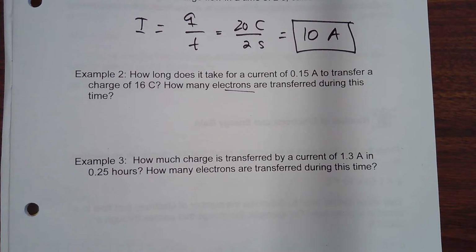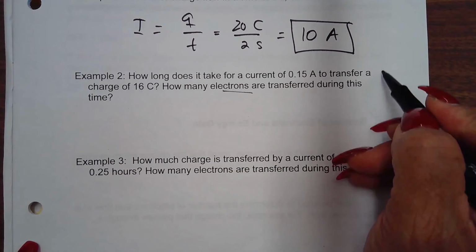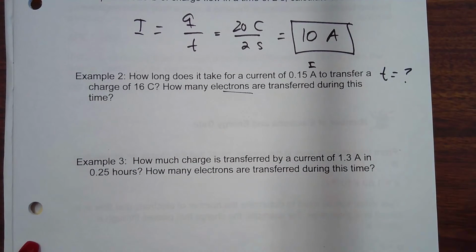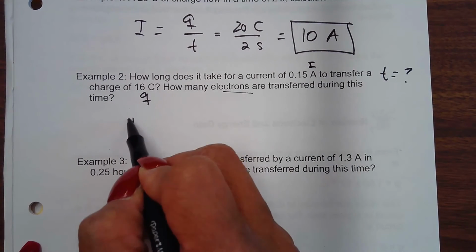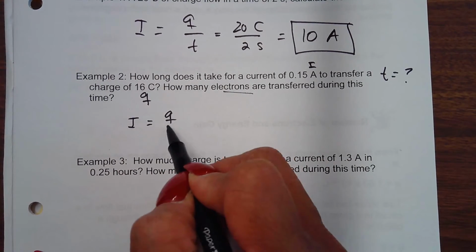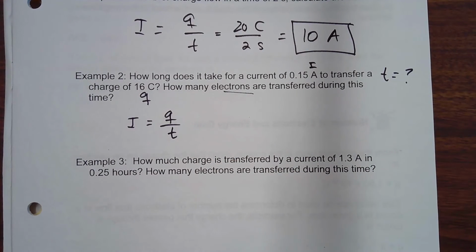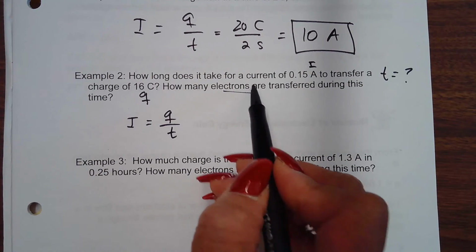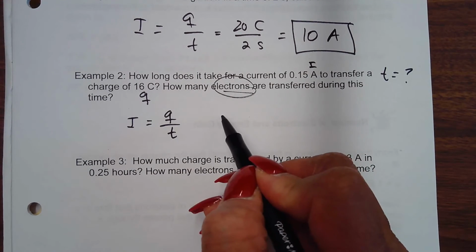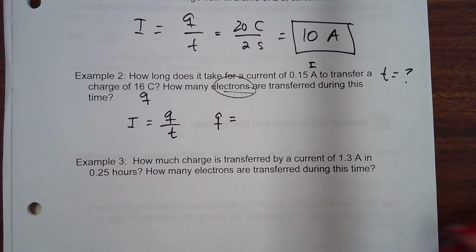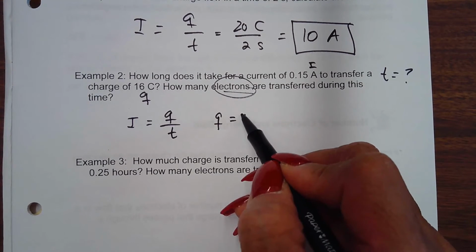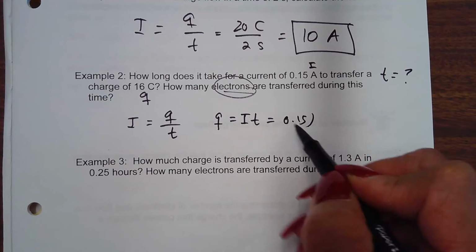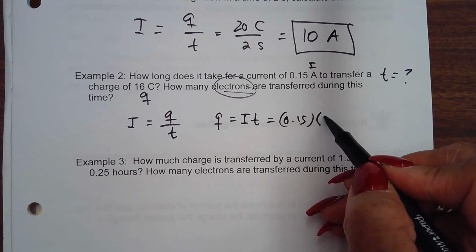Okay, so how long does it take? So we're looking for the time, right? We have the current I and the charge Q. So again, charge over time is current. What are we looking for? Where it says how many electrons. Flip the time with the I. Yeah, we're looking for the charge first. So this will be Q equals 8. Okay, so this will be 0.15. Grab your calculator, calculate it for me.